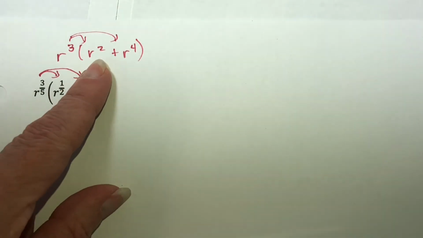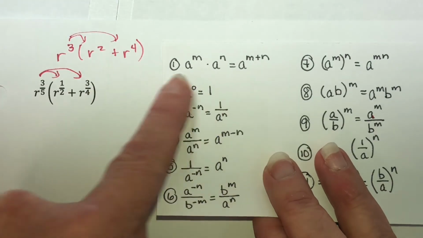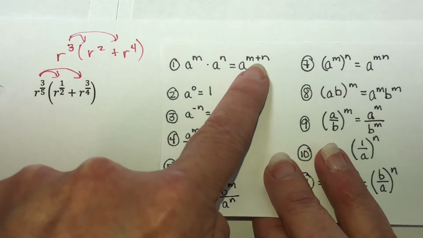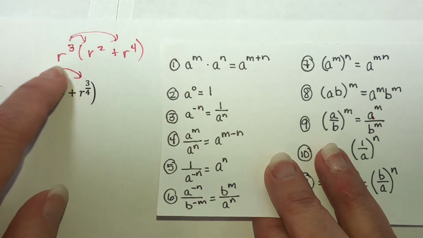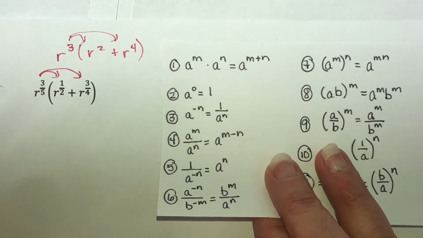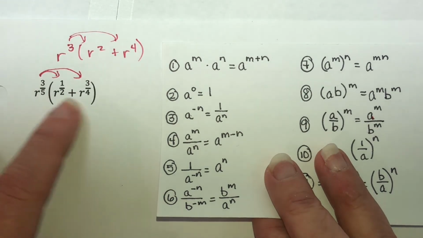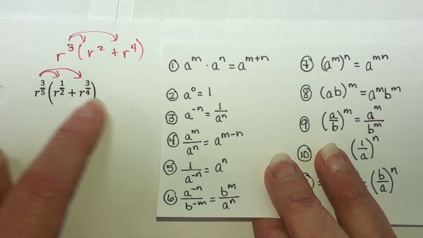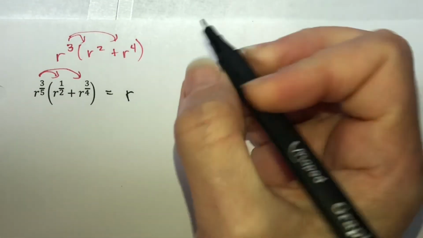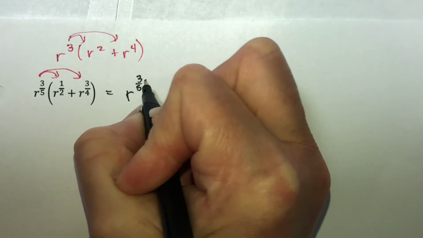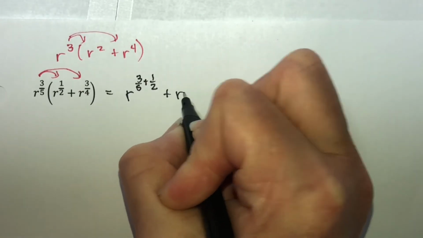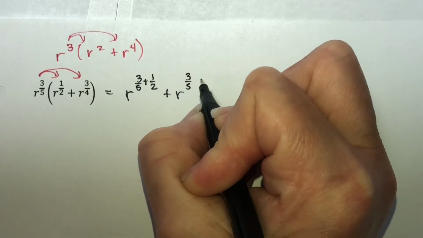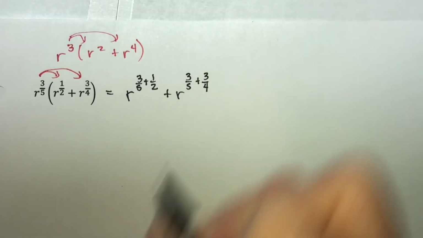Okay? And you are probably not even thinking about this anymore when it's in this form, but what we have is this property. Multiplying things with the same base, we add their exponents. So we would do this. R cubed times r squared is r to the 5th. 2 plus 3 is 5. We're doing the same thing here. I'm going to write out this step completely. Since we have the same base all the way across, and we're going to distribute, what we really have here is r to the 3/5 plus 1/2 plus r to the 3/5 plus 3/4.